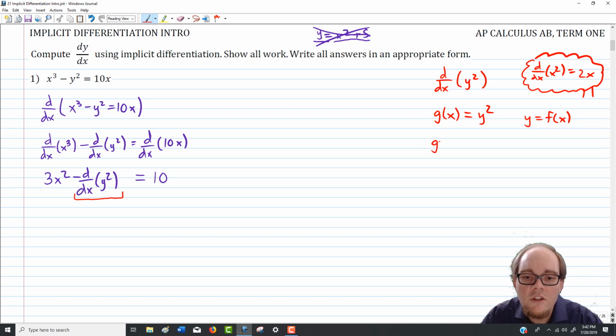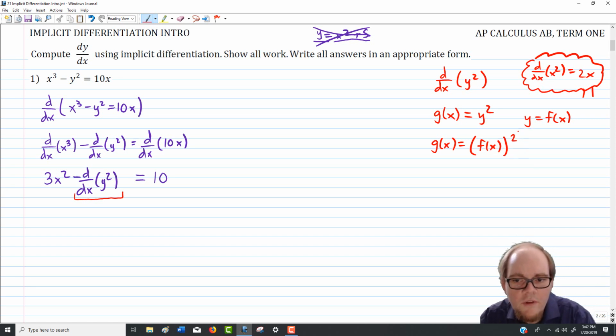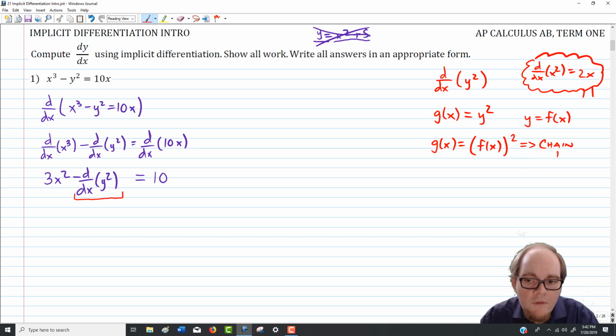In other words, this function g of x is actually equal to the quantity f of x squared. Bringing that up for a second, hopefully this helps you see really fast what rule we need. This is going to require the chain rule. We have a function f of x, which we know we're calling y otherwise, being squared, which means that we need to use the chain rule.